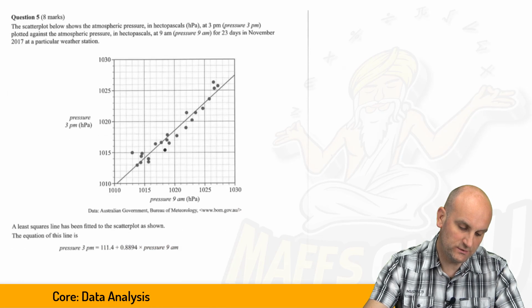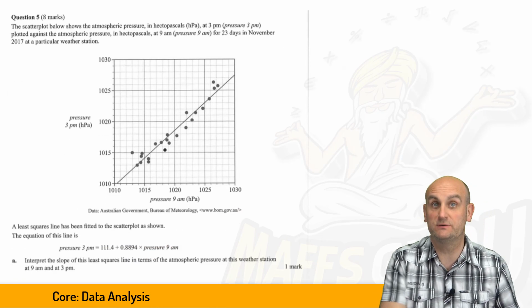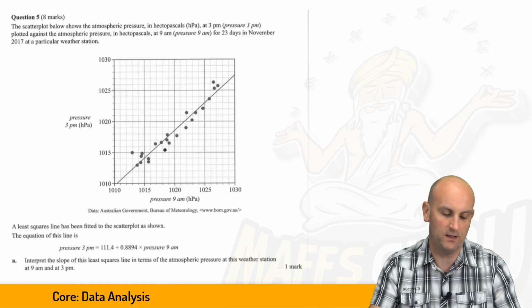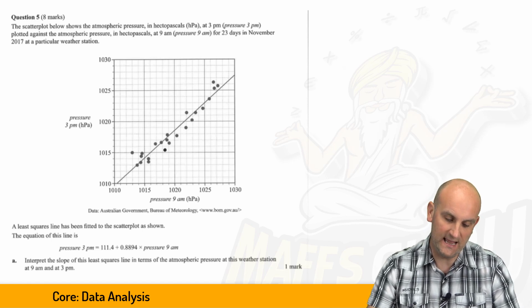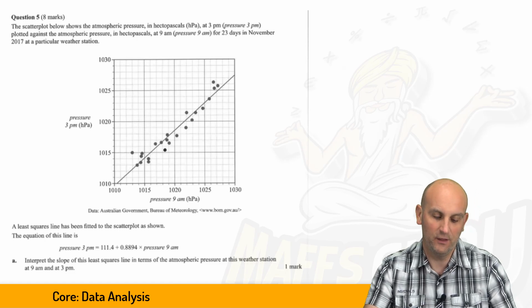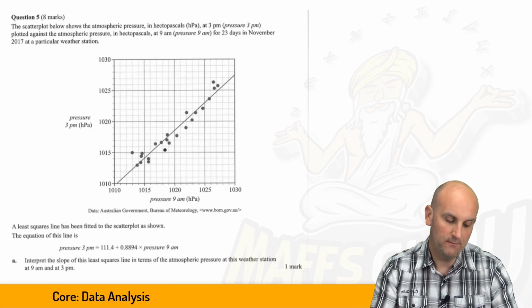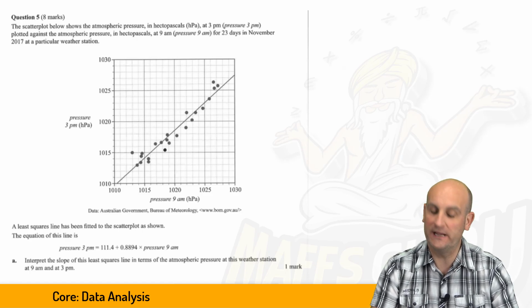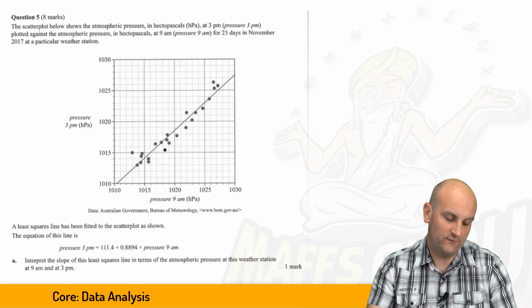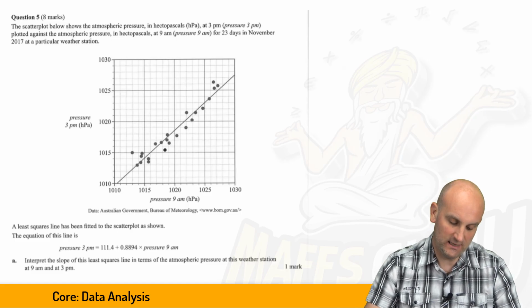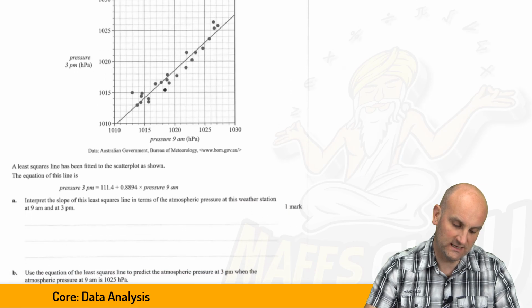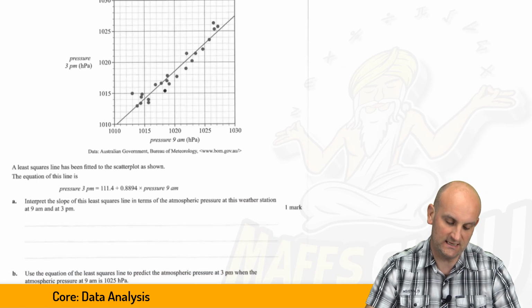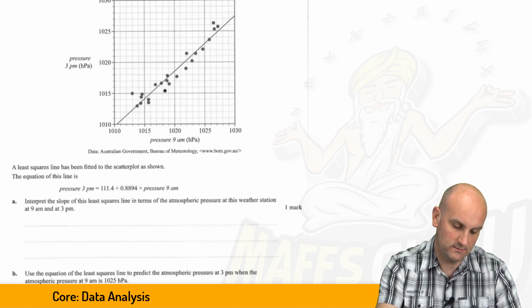The scatter plot below shows the atmospheric pressure in hectopascals, hPa, at 3 p.m., pressure 3 p.m., plotted against the atmospheric pressure in hectopascals at 9 a.m., pressure 9 a.m., for 23 days in November 2017 at a particular weather station. A least squares line has been fitted to the scatter plot as shown, and the equation of this line is given as such. So we have our line as such.